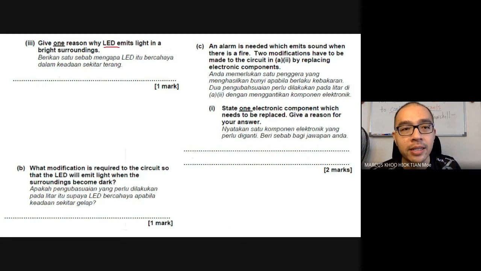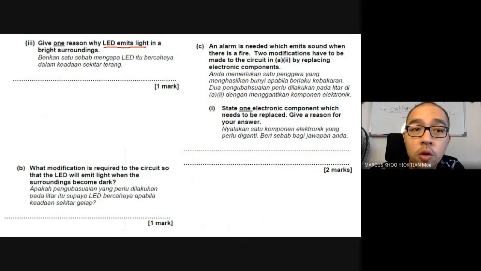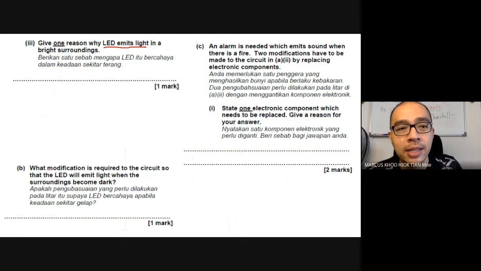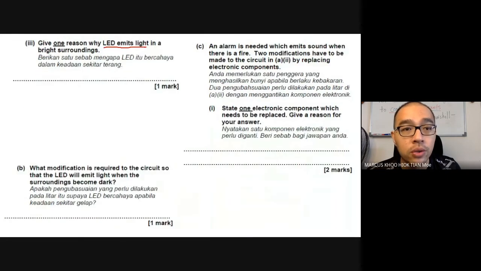Give one reason why the LED emits light in a bright surrounding. Can I have Jacinta for this? It has low resistance when it is bright. Sorry, actually it's true. The LED emits light in the bright surroundings because of, number one, the position of where it is. It is going to turn the LED on when it is bright because of where it is.